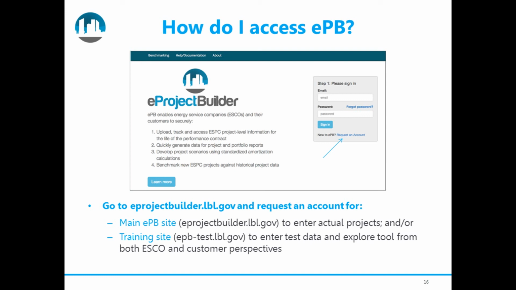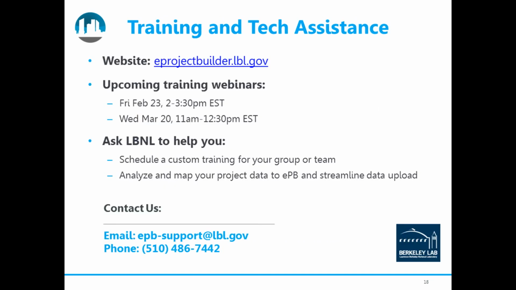If you are a facilitator or a trainer or someone who's just going to be helping teams, you can learn how eProject Builder works by getting an account on the training site, whose URL is epb-test.lbl.gov. And if you get an account on the training site, anyone can get an account if you just want to learn how EPB works and play around with it on your own. You actually get both an ESCO and customer type account there so that you can go through the whole cycle of initiating and entering data and approving projects. But you do have to request your account from eprojectbuilder.lbl.gov.